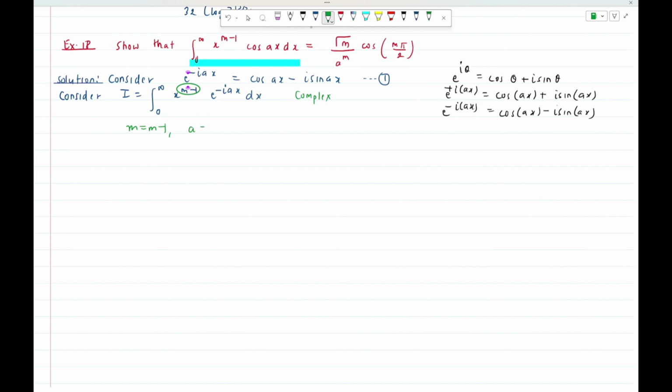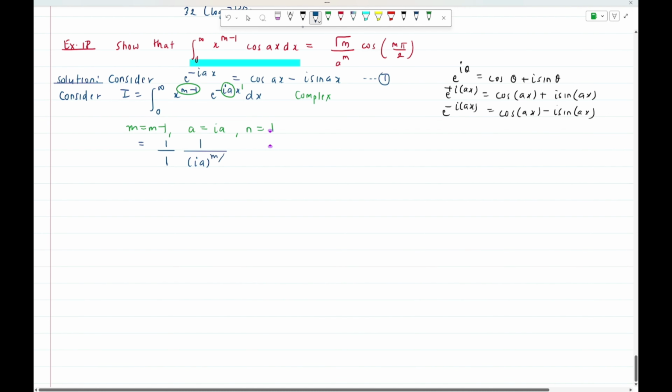Instead of a we have got ia, and for n we simply have got a 1. So applying type 2 result, this is going to be 1 over n divided by 1 over a raised to, so that's going to be ia raised to m plus 1. And since m is m minus 1, this is going to be simply m divided by n, that's 1, and gamma of m. So this is going to be 1 over i raised to m, a raised to m, gamma of m. Now have a look at the right side.